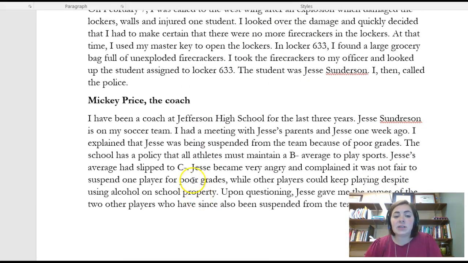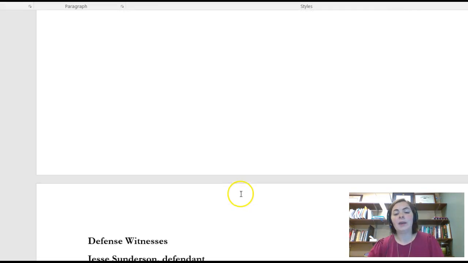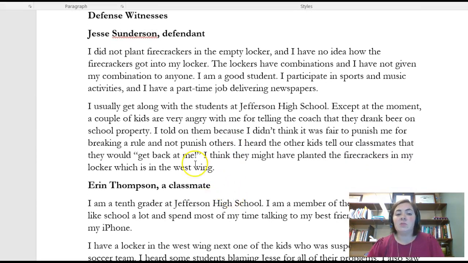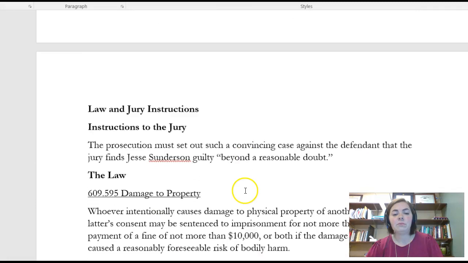Mickey Price is the soccer coach at the high school, and Jesse is one of his students. He had been suspended from the team, and while he had been suspended, he complained that it wasn't fair to suspend him while other players were using alcohol on school property. The defense has 2 witnesses as well. One is Jesse Sunderson himself, who is going to testify on his own behalf. The other one is Aaron Thompson, a classmate who heard kids complaining and had a locker in that wing.